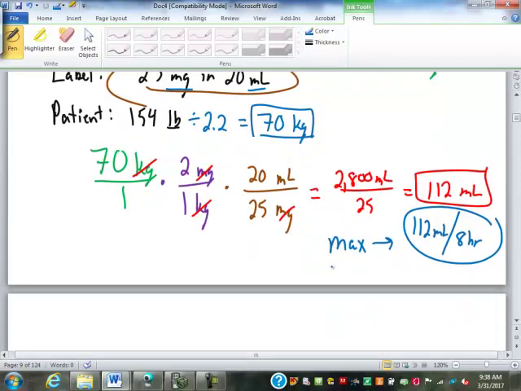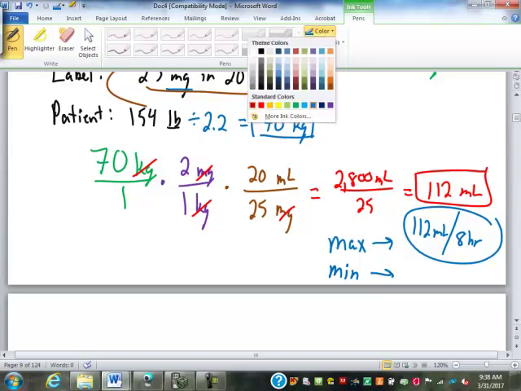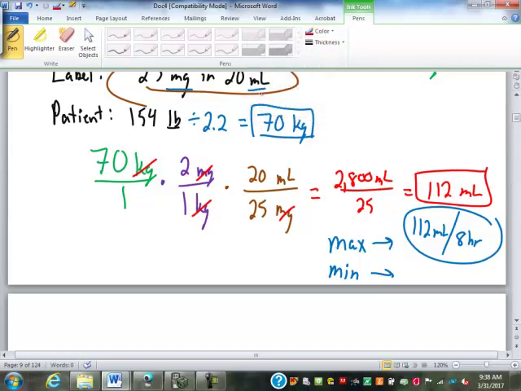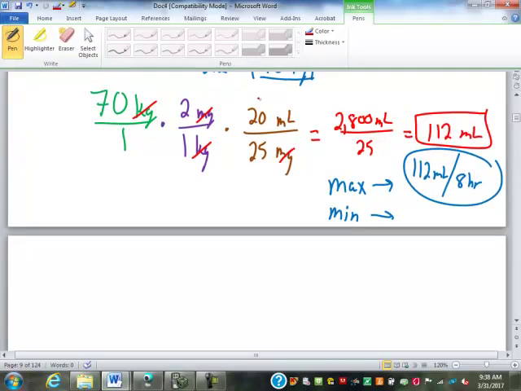To find the minimum dose, we could go through this calculation again, or we could use a titration. What a titration does is it allows us to simply convert that dose. And it's really simple. And there's actually a couple of different ways it can be done. It can be done using a proportion, which is just our maximum compared to our minimum. We had the 1.5 milligrams and the 2 milligrams.